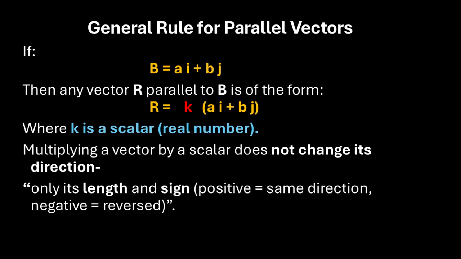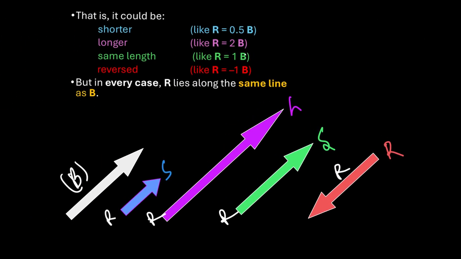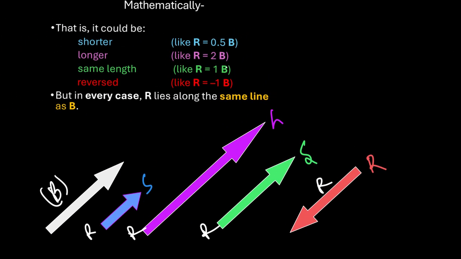Now, what is the general rule for parallel vectors? If B is equal to ai plus bj, and R is equal to K times (ai plus bj), where K is a scalar, which is a real number. Multiplying a vector by a scalar does not change its direction, only its length and sign, which means if it is positive, it's the same direction, and if it is negative, it is reversed. So in this case, positive, same direction, negative, reversed.